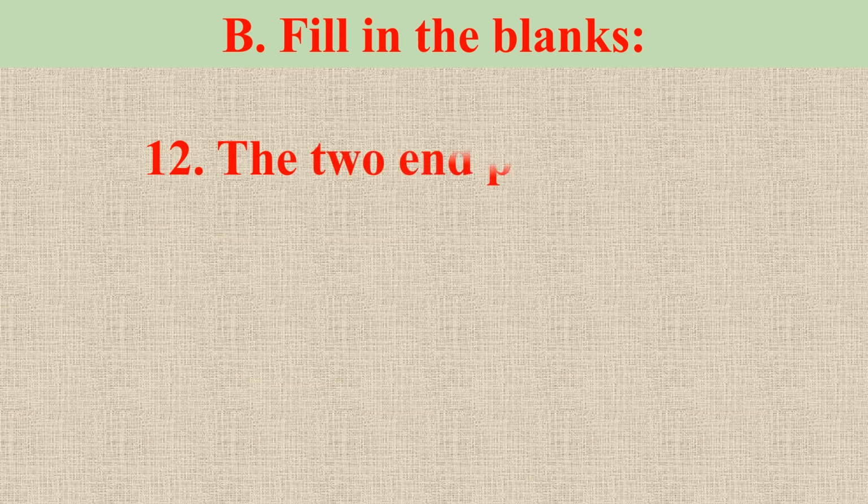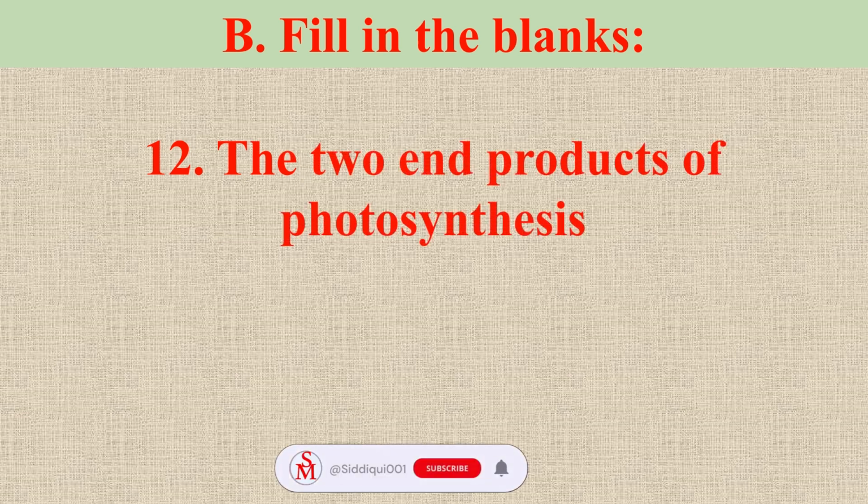The two end products of photosynthesis. Glucose and oxygen.